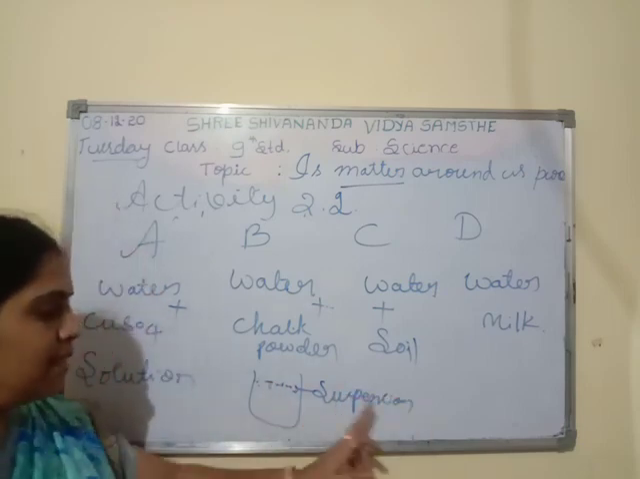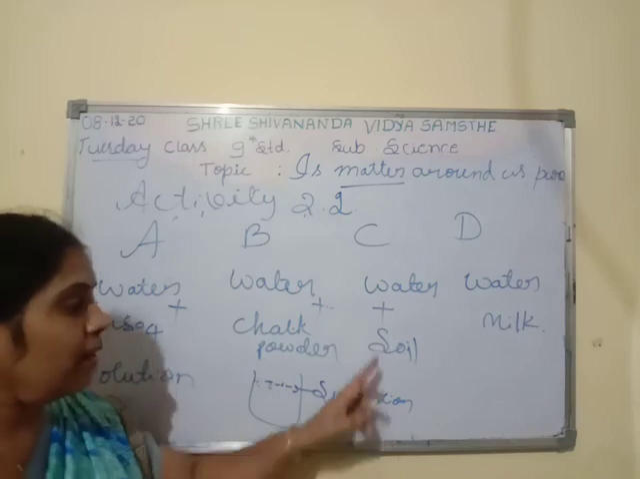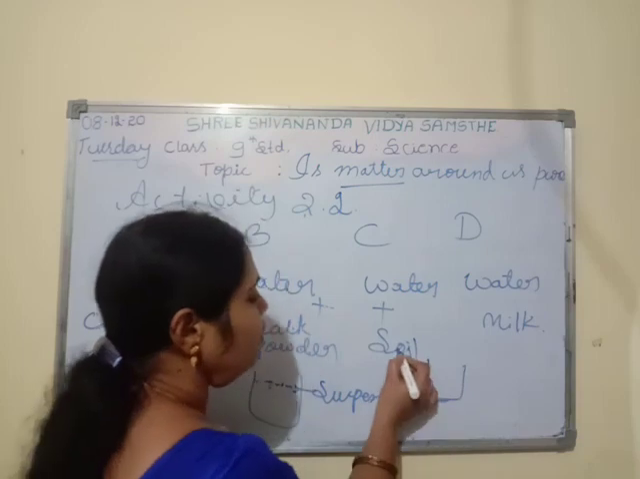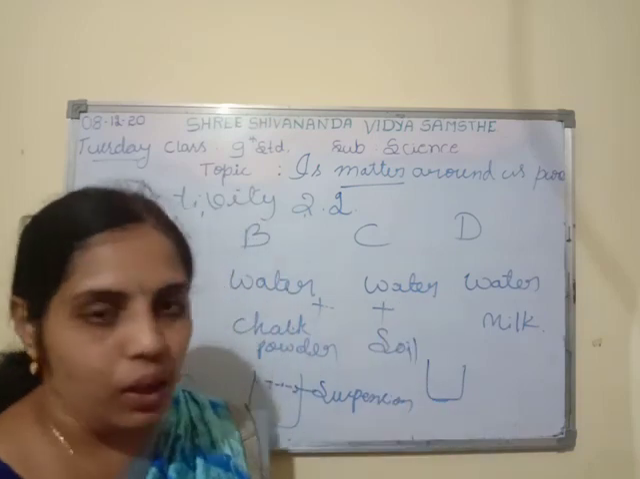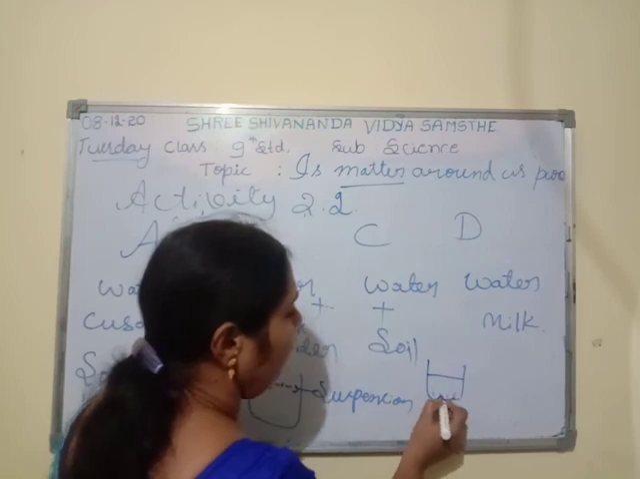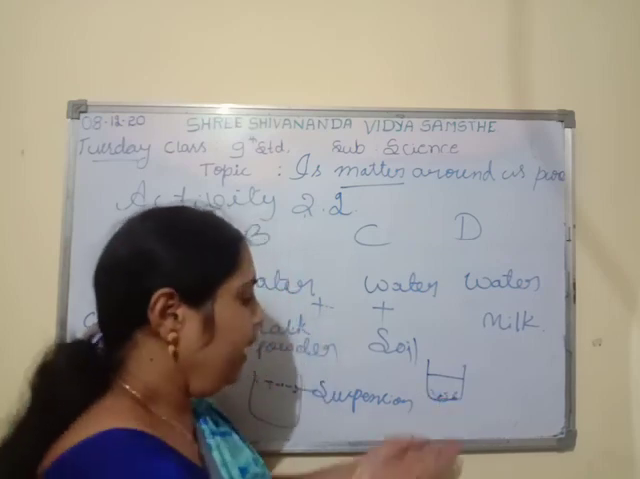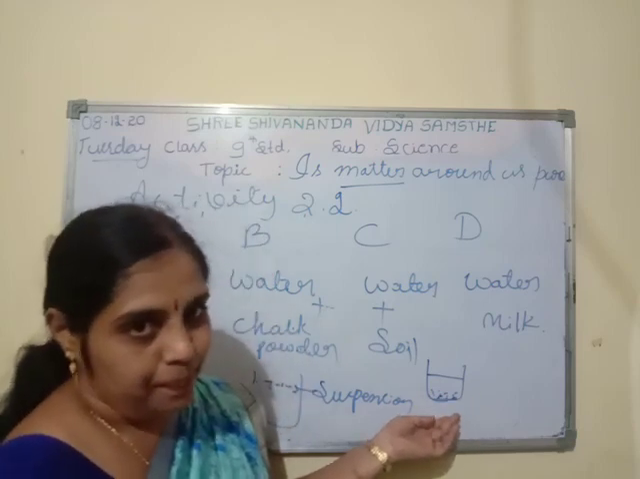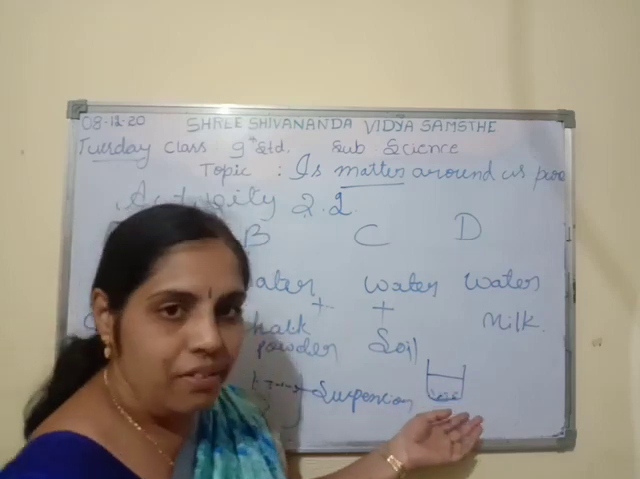Okay, these substances are known as what? Suspension. And here water and soil, what happened? Here also soil doesn't mix with water. What happened? It always sinks at the bottom. Down below, it has completely sunk, right? So this is a kind of mixture.